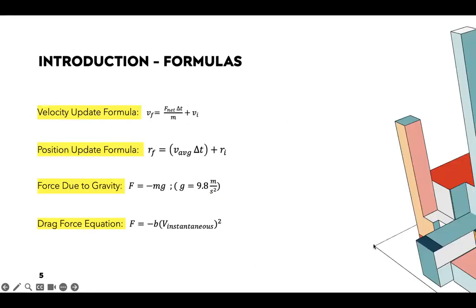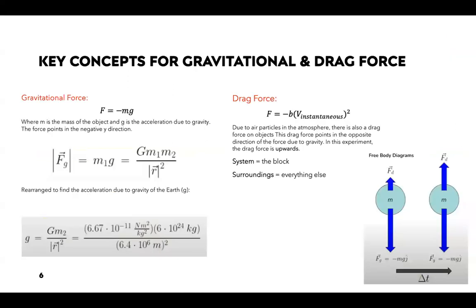Here are some of the formulas that we're using: velocity update, position update, force due to gravity, and drag force equation. And then some key concepts for gravitational force are where m is the mass of the object and g is the acceleration due to gravity. And then the force is pointing in the negative y direction. And then using this formula here, we can find the gravity of the Earth using the mass of the Earth and the constants and everything.